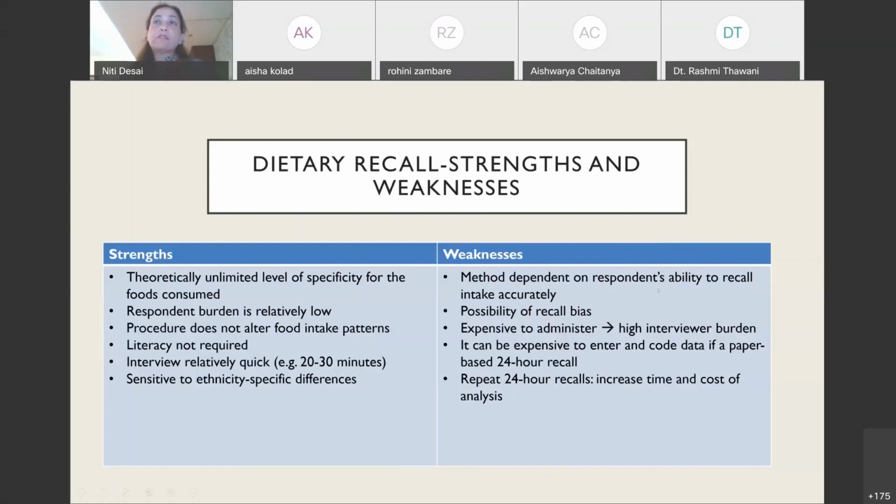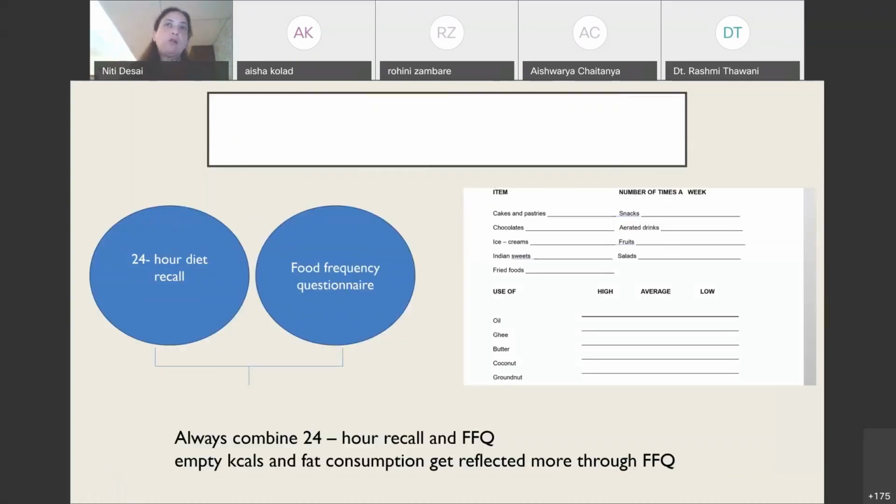It also depends on respondents' ability to recall intake accurately. And if we want to use 24-hour recall for evaluating and for follow-up, that could be a time-consuming method. I always feel that when I combine a 24-hour diet recall with a food frequency questionnaire, I'm able to get especially the empty calories and the fat consumption better, because both of these get reflected better when we combine the FFQ with a 24-hour recall.